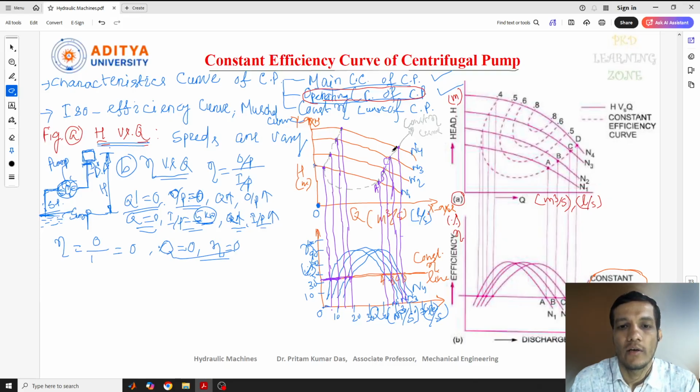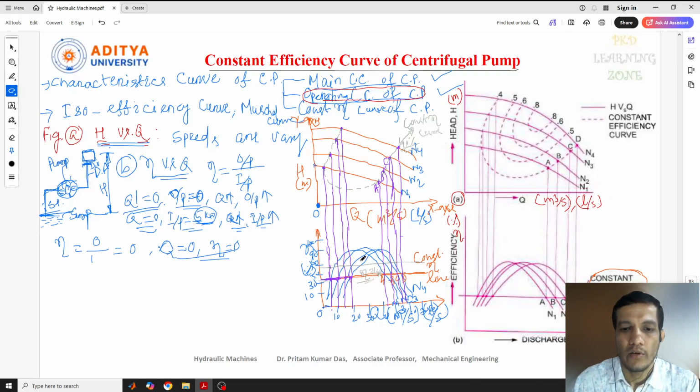At which efficiency, at what percent have we taken this one? This is the curve generated at, suppose, 40% efficiency. Here we can see that the efficiency line we have taken is 40%. The same thing we can generate for different efficiencies also. If you take the next one, suppose 60, so this is the constant efficiency line 60.